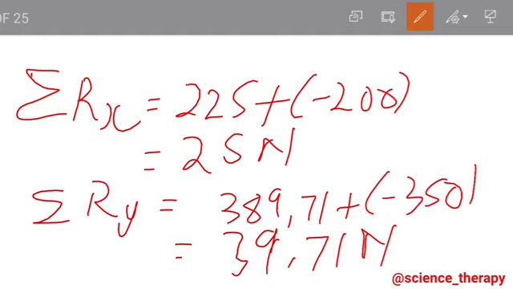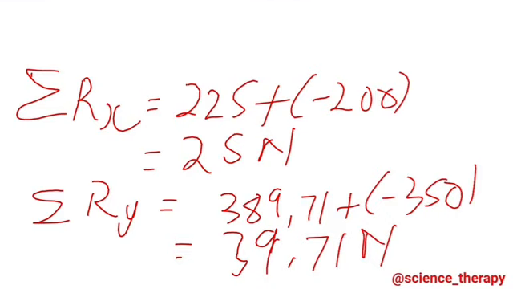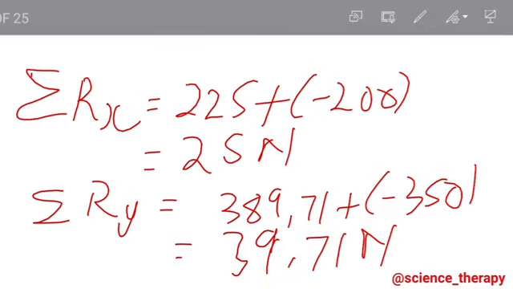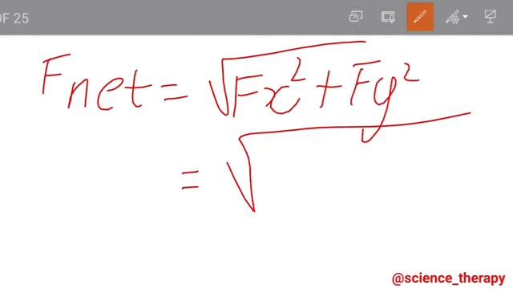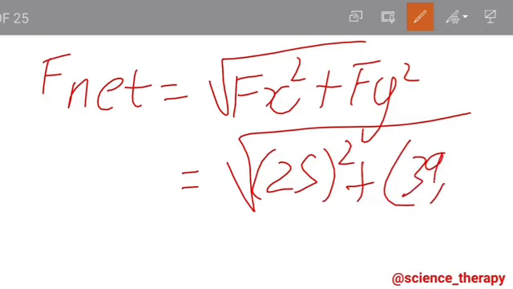Now that we have the sum of the horizontal forces and the sum of the vertical forces, we can get the resultant force. So for the resultant force, we go F net is equal to the square root of Fx squared plus Fy squared. Now what did we get for our Fx? It was 25 newtons, and for Fy, 39.71 newtons. So 25 squared plus 39.71 squared. Punch that in your calculator.